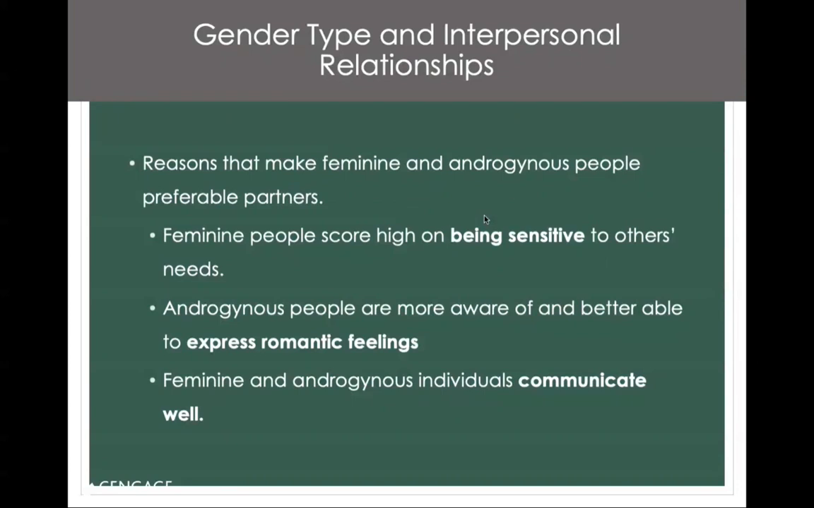So, gender type and interpersonal relationships: reasons that make feminine and androgynous people preferable partners. Now think about this. Research has found that people who are more geared towards the feminine side, or people who have both man and woman in them, are preferable as partners, because feminine people score high on being sensitive to others' needs, and who wouldn't like that, right?